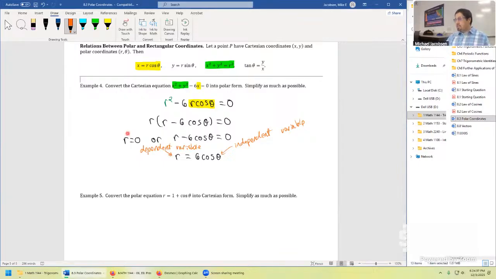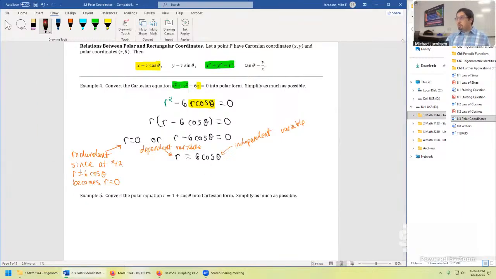Let's put this in words. This is redundant since at pi over 2, r equals 6 cosine theta becomes r equals 0. If this was impossible to ever be 0, maybe it's 1 plus 6 cosine theta, then we would have had to keep that equation because that's extra information not captured in this one.